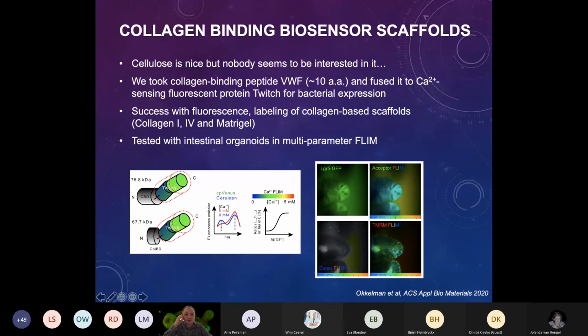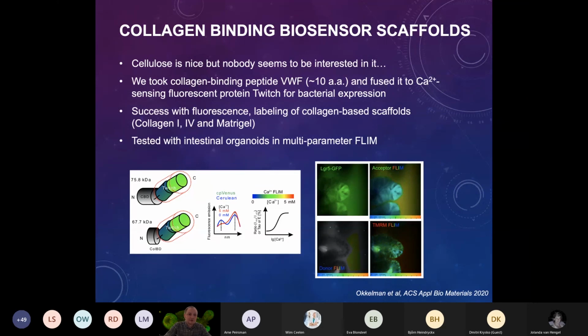Then we decided to move to more physiological matrices. We looked at collagen matrices and Matrigel. We found collagen binding peptides, and there are a lot of collagen binding domains and polypeptides known, with amino acid sequences up to 50 amino acids. We took a short one called VWF, the von Willebrand factor peptide.